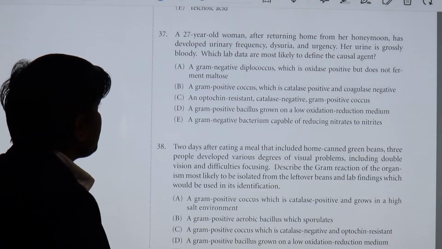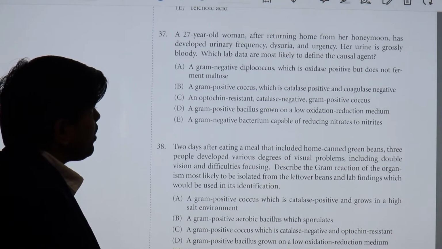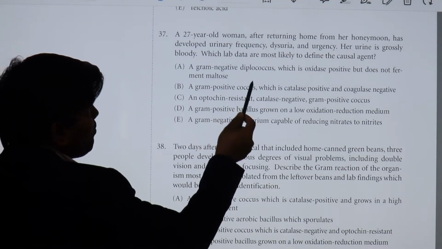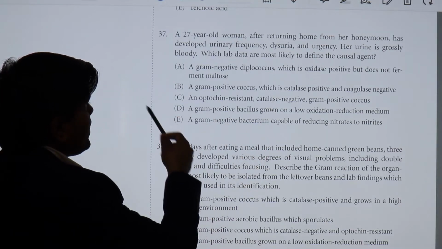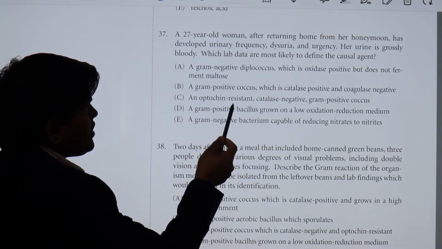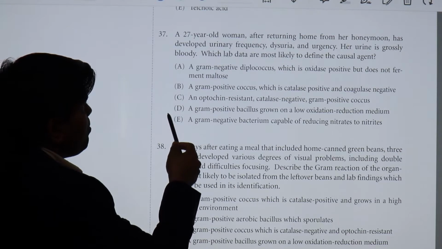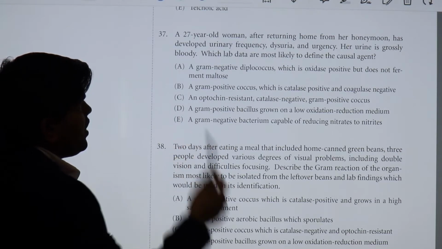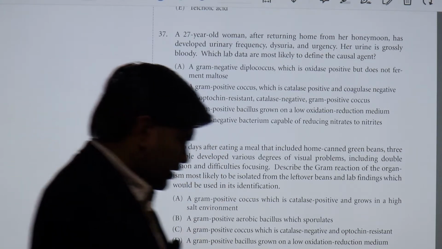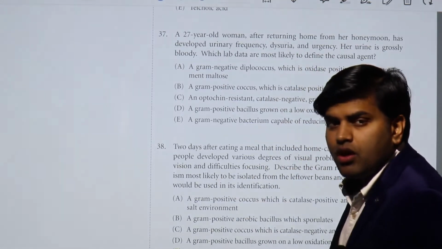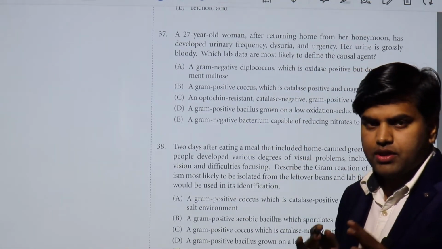A 27-year-old woman, after returning home from her honeymoon, has developed urinary frequency, dysuria, and urgency. Her urine is cloudy and bloody. Which are the data most likely to define the causative agent? So let's talk about some of the points you have to understand over here.